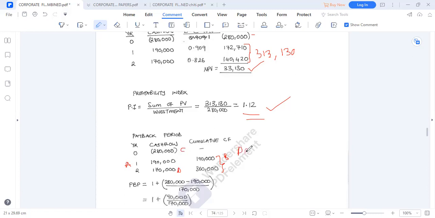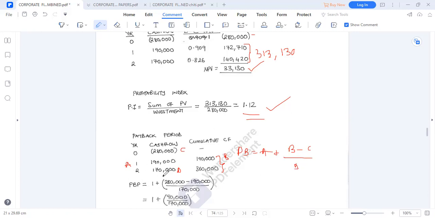So payback period is simply A plus B minus C over D. Our A is the best year within the range. So we have 1 there. Then 280 minus 190 divided by 170. Or alternatively, without even having the formula, in which period is the amount going to be paid? It's between period 1 and period 2. That is 1. We pick 1.